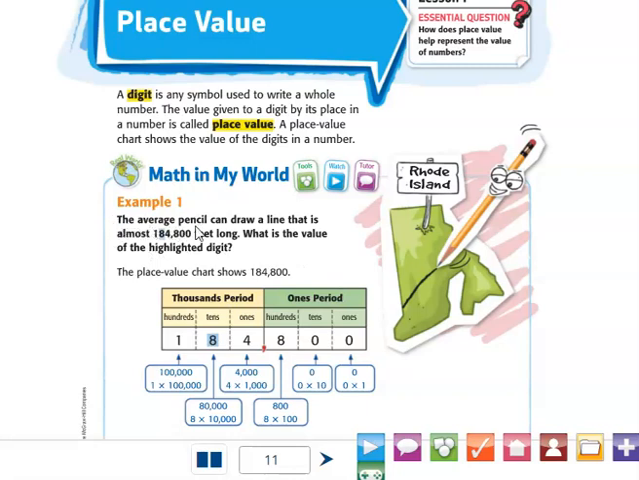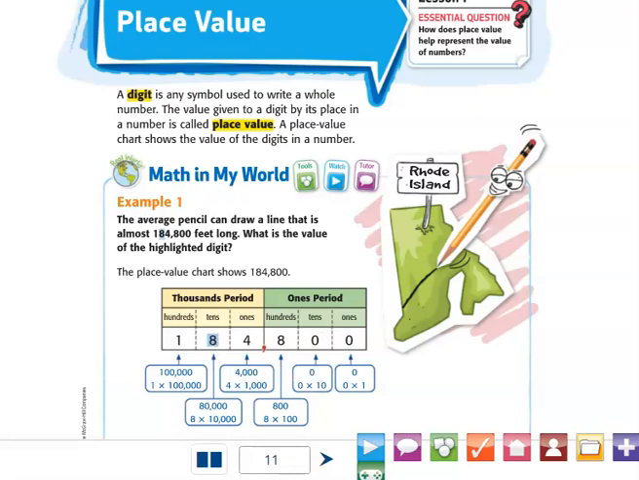Example 1. The average pencil can draw a line that is almost 184,800 feet long. What is the value of the highlighted digit? So if you can't see, this digit here is the one that's highlighted. And they place this number into the place value chart to figure out its value. And they're not talking about this 8, they're talking about this 8.